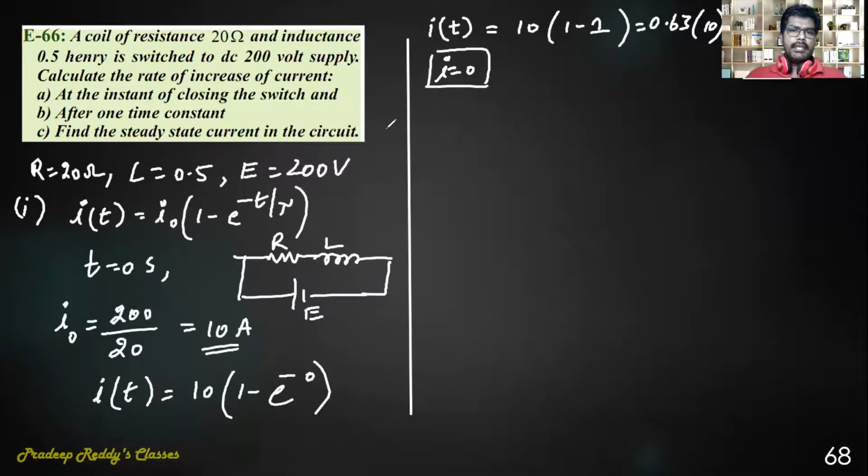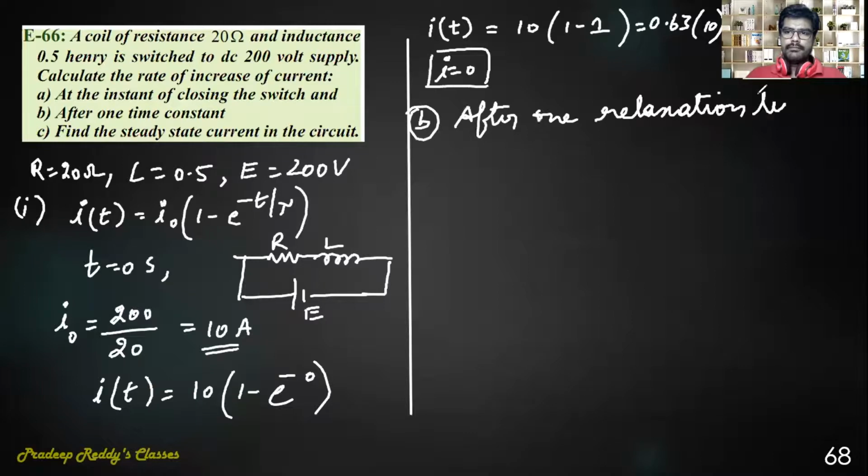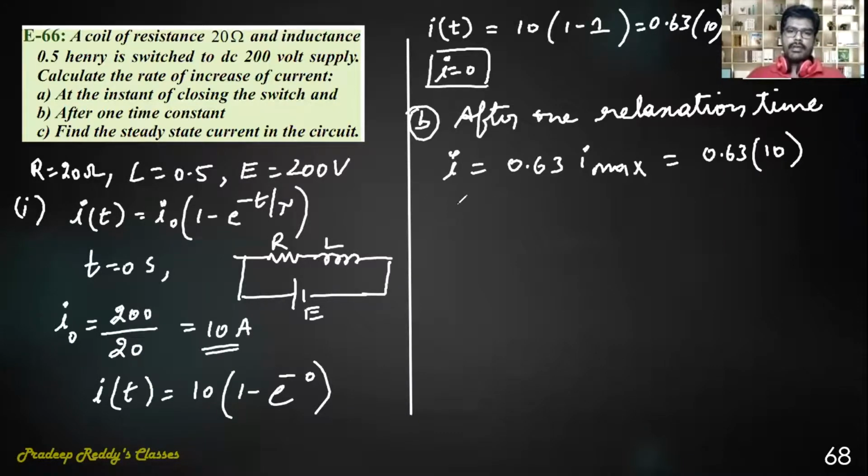And second, option B: after one time constant, what is the value of current? So after one relaxation time, current I is equal to 0.63 times that of I maximum. I maximum is 10. Therefore, I will be equal to 6.3 ampere. This is the current after one relaxation time.